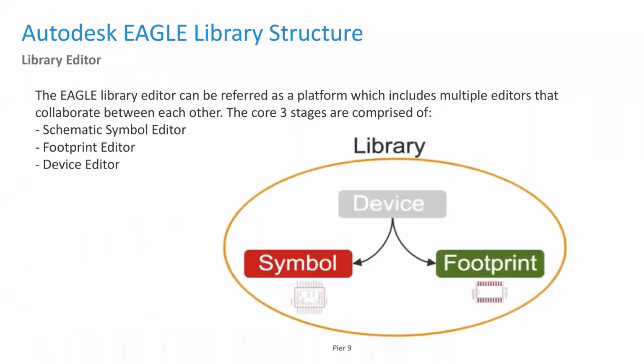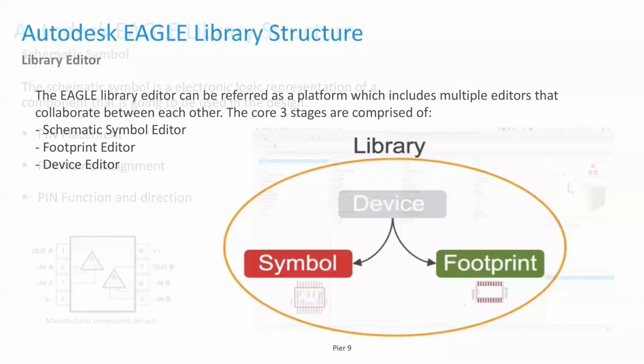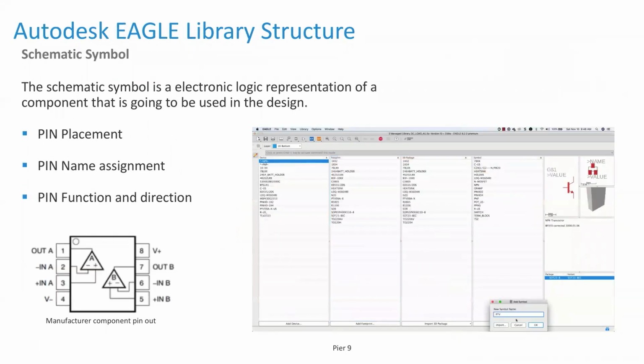Now, Eagle has a library structure. The library editor has a basic structure, and the structure actually consists of 3 editors. The 3 editors are the schematic symbol editor, the footprint editor, and it ends at the device editor. And they all work together. I'm going to explain all these 3 stages real quickly, since the majority of you are very experienced with Eagle.